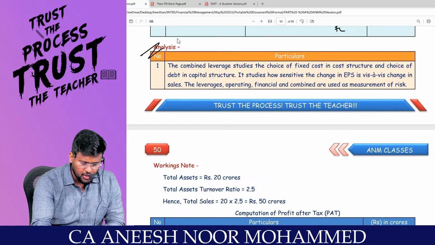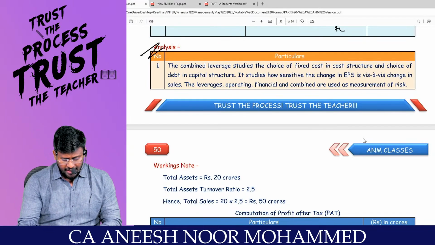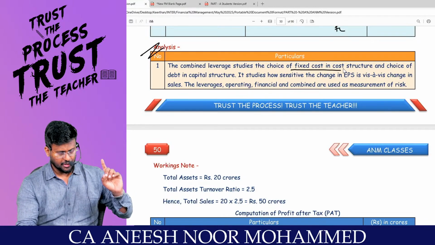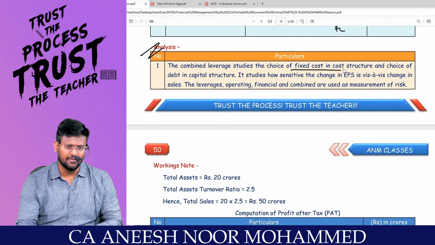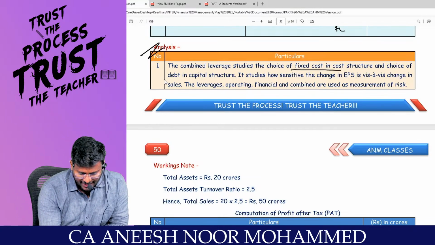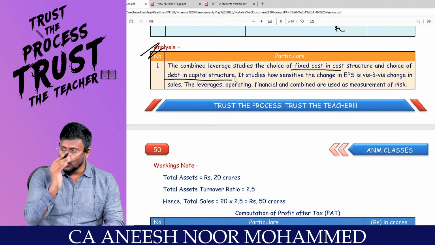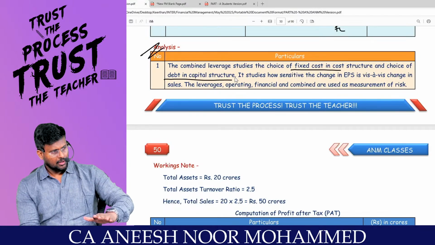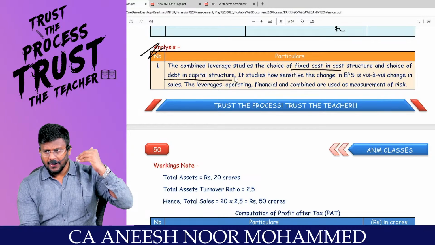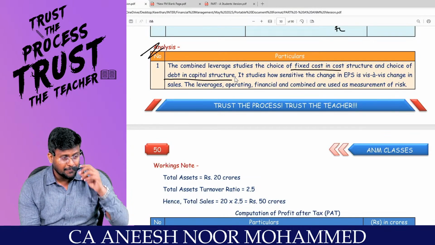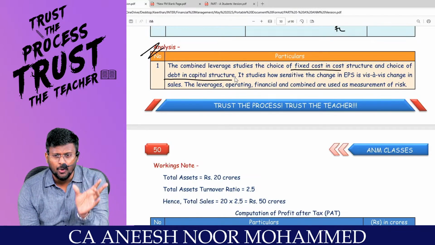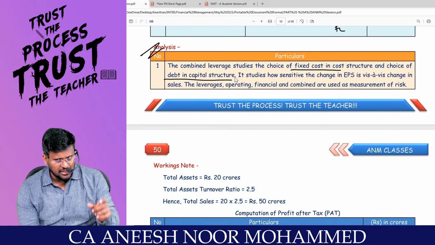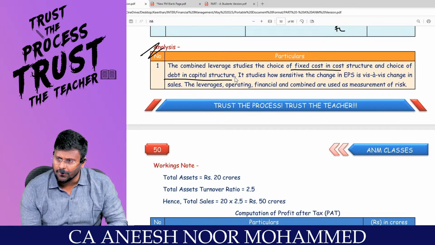What is the interpretation of the combined leverage? Combined leverage studies the choice of fixed costs in the cost structure, because from sales to EBIT we have the cost structure, and the choice of debt in the capital structure. Below the EBIT, we have the capital structure. Correct, sir? So from sales to EBIT, we have the cost structure. In that cost structure, how much fixed cost we have, and whether we can bear that much fixed cost, measures the business risk, which is the duty of the operating leverage.